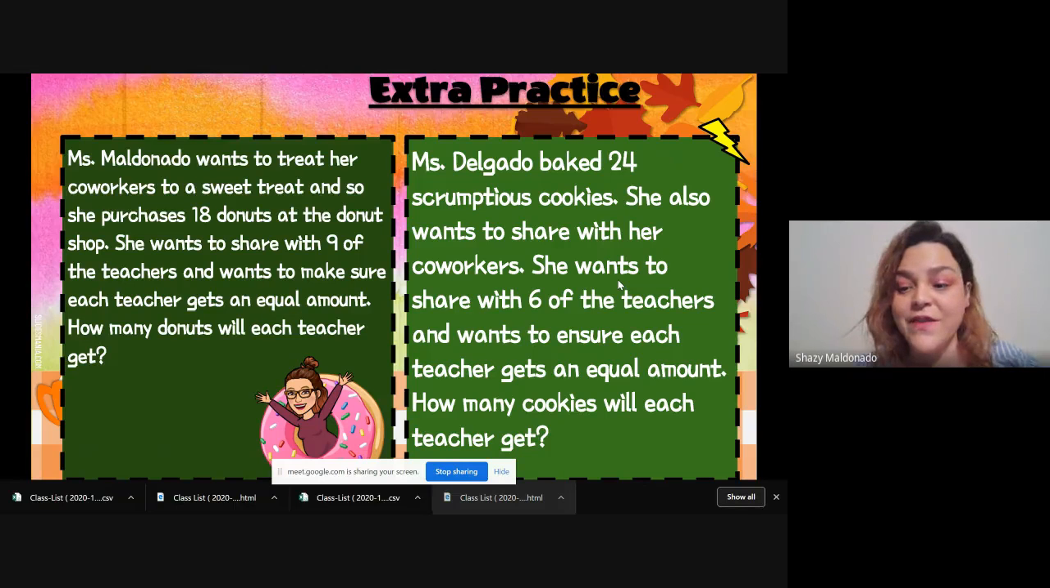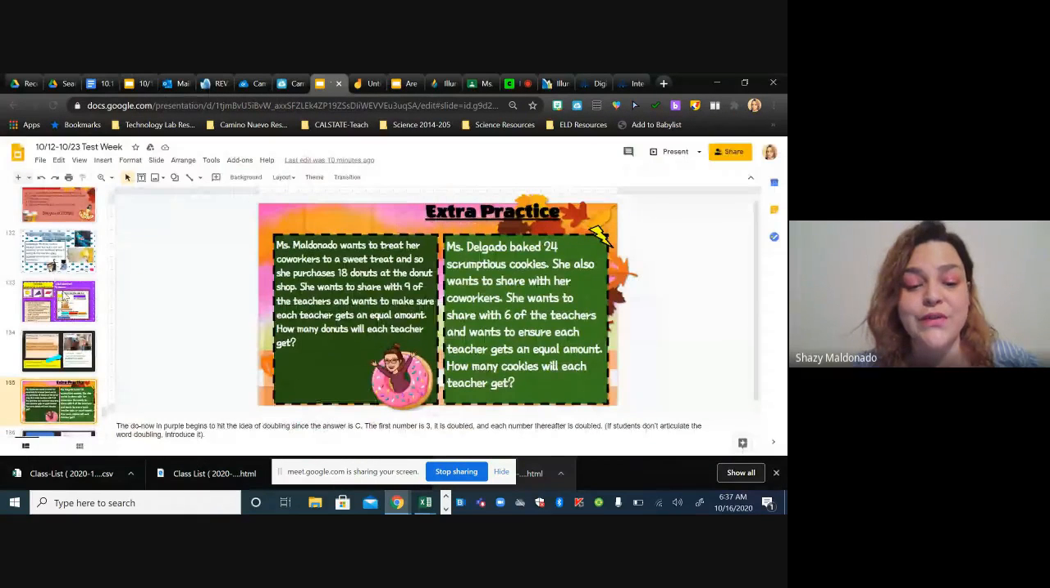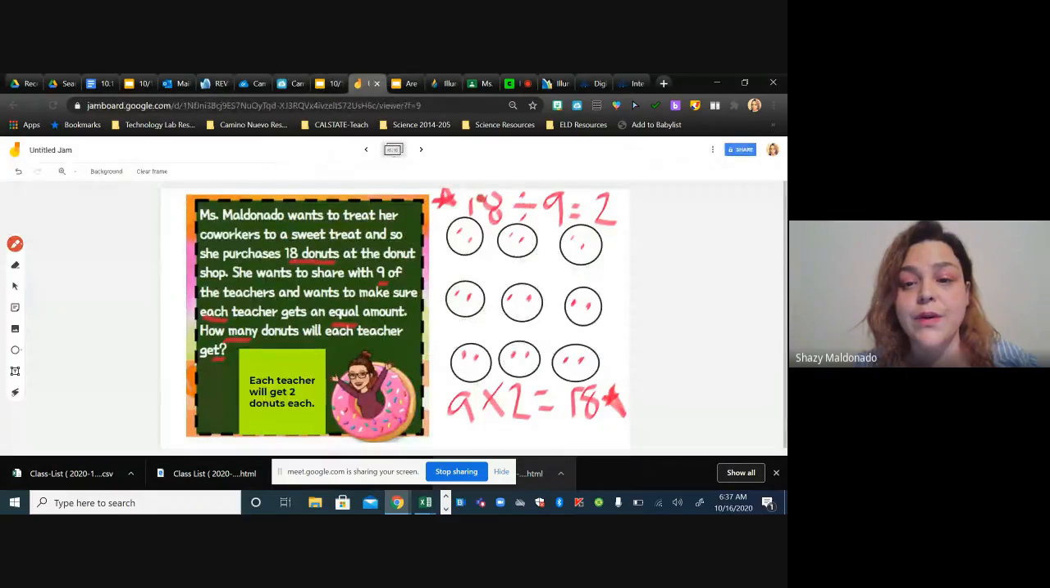So please have fun with it, solve it. You can add some pictures of cookies on there, maybe your favorite cookie, and we would love to see your strategy later. Remember, don't forget, like I said, you want to show the division equation, the multiplication equation, and the strategy that you used, as well as a statement.